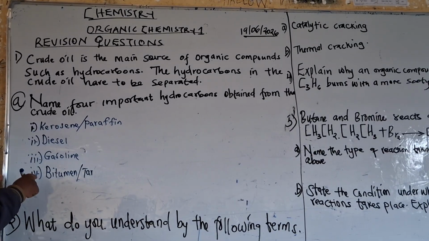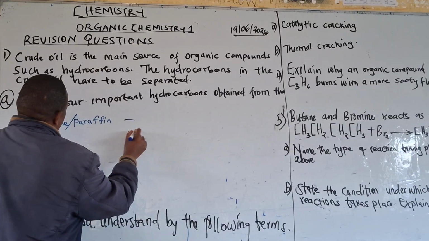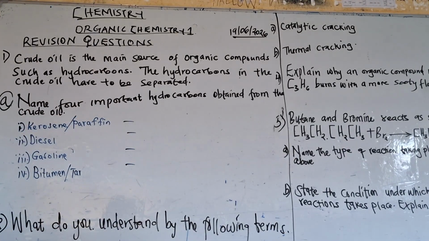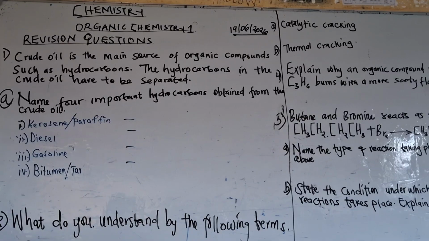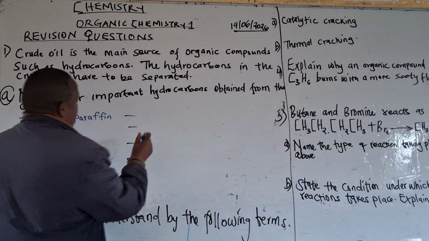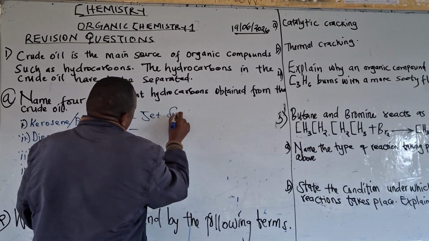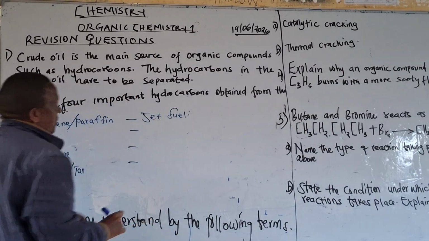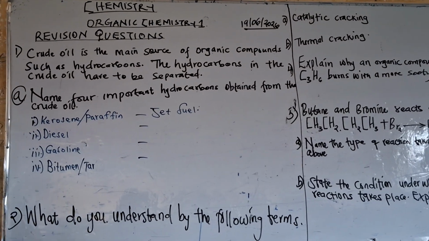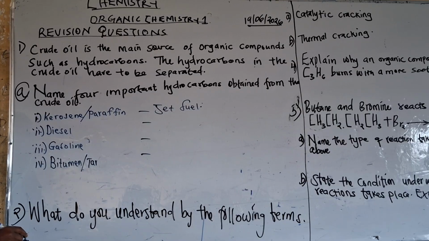We also have uses for each. What is the use of paraffin, diesel, gasoline, and tar? Now, kerosene or paraffin is used as jet fuel. So the function of this one is jet fuel. Okay, or fuel for aeroplanes. Diesel is fuel for diesel engines.